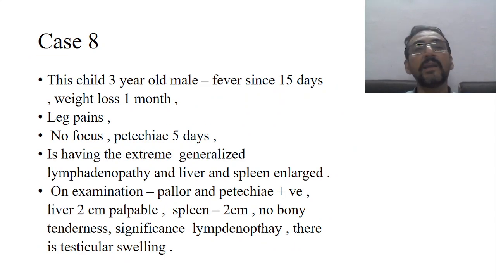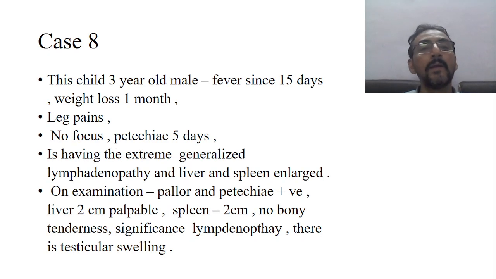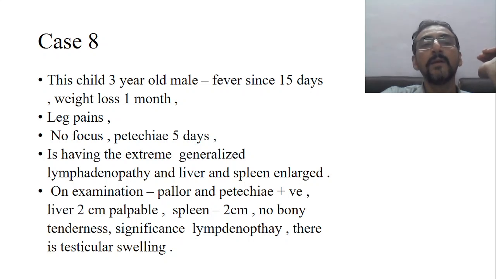Now going to the next case, that is case number 8. A 3-year-old male, fever since last 15 days. There is weight loss for 1 month. Okay, there is leg pain. There is petechiae for 5 days. Some bleeding spots are also there for 5 days. And generalized lymphadenopathy. All the lymph glands are getting enlarged. Liver and spleen are also enlarged.